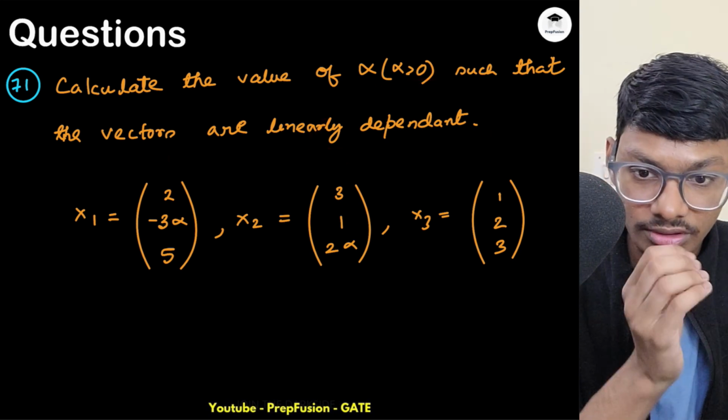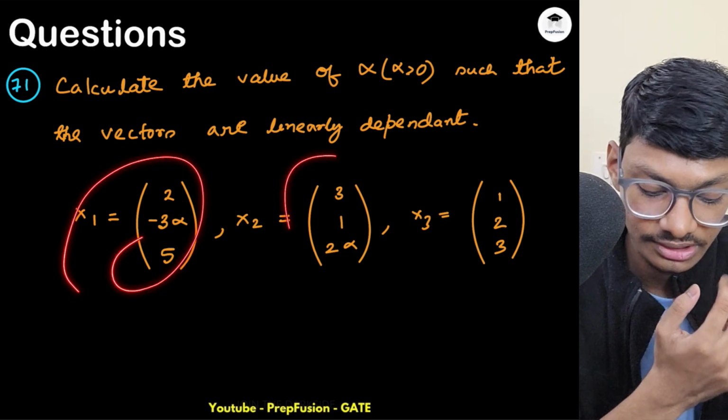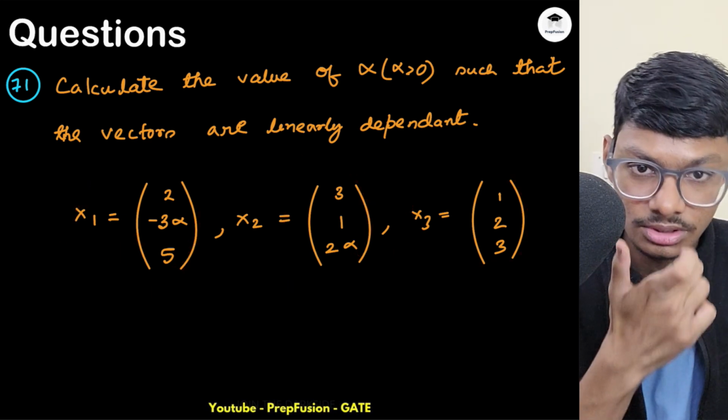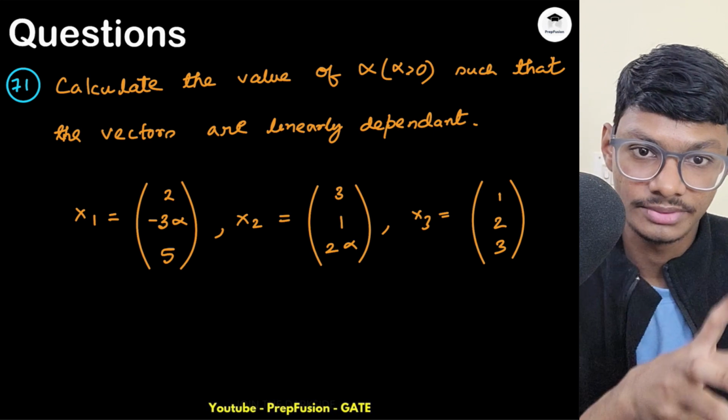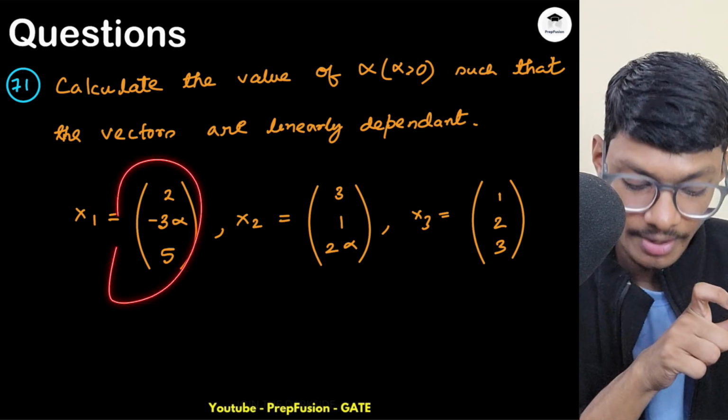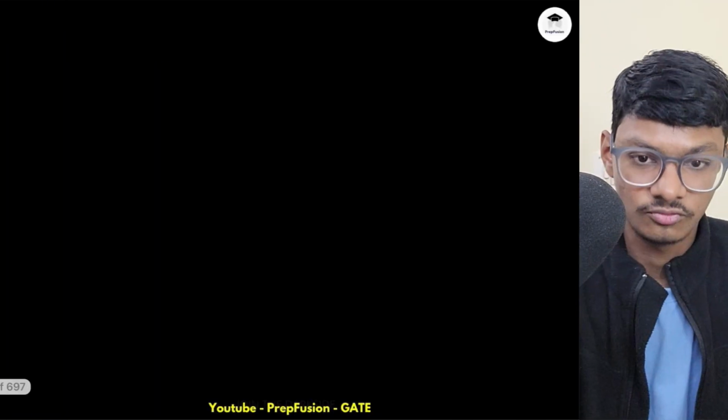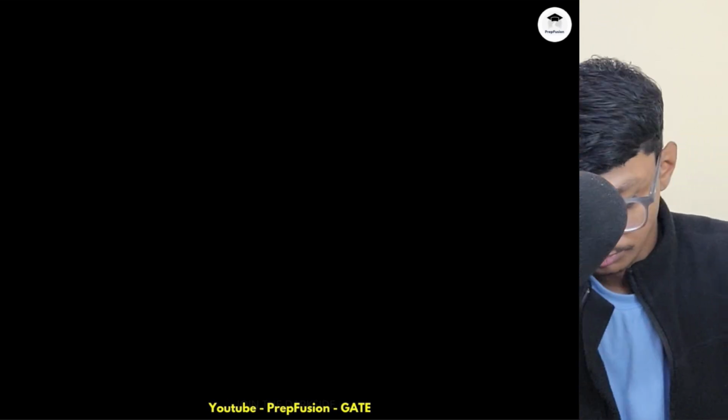So it has already told that the vectors will be linearly dependent. If the vectors are linearly dependent, that means the columns will have some dependencies with them. That means the determinant has to be equal to 0. If I form a matrix with these 3 columns, I will form a 3 cross 3 matrix.